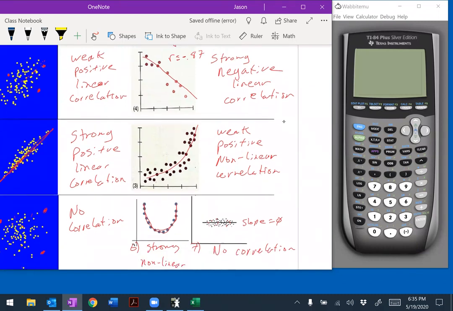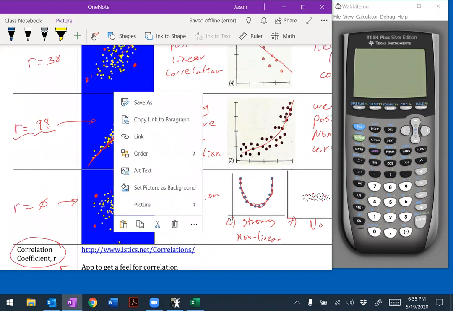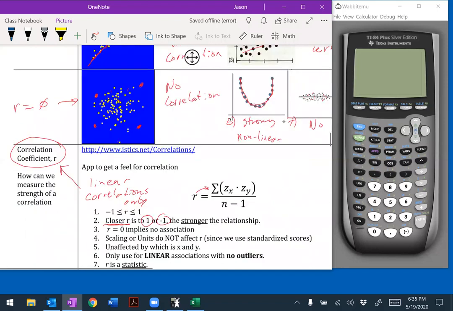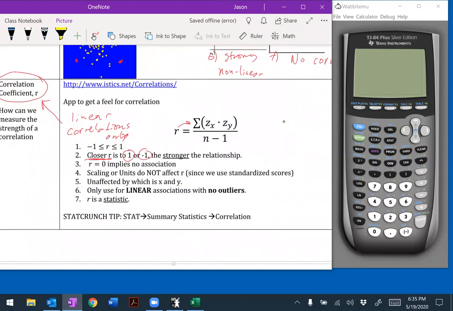These we cannot do correlations on. Again, this would be R equals 0 down here. For the one with no correlation, we can't do them on nonlinear ones. Correlation coefficients don't exist for nonlinear associations.